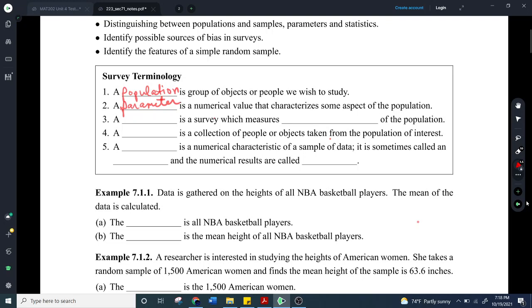It could be the proportion of people who say they're going to vote for a candidate. It could be a population mean. It could be a population standard deviation. But any numerical measurement, we call that a parameter if it's based on the population.